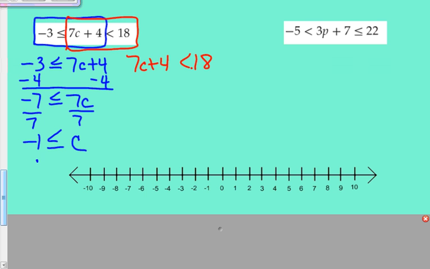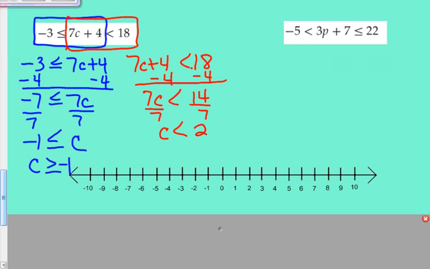Write that back, turn it around if you need to know how to graph it. c is greater than or equal to negative 1. Now we're going to solve this one. Subtract 4, 7c is less than 14. Divide by 7. We'll have c is less than 2.